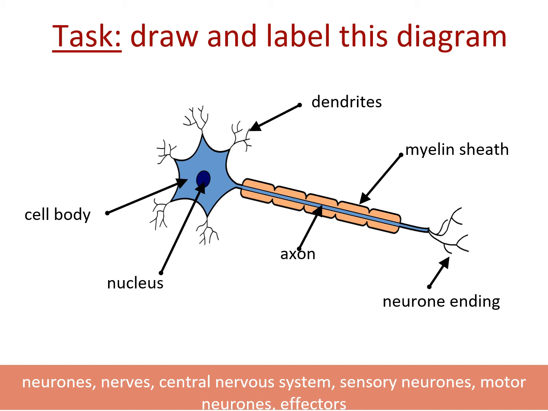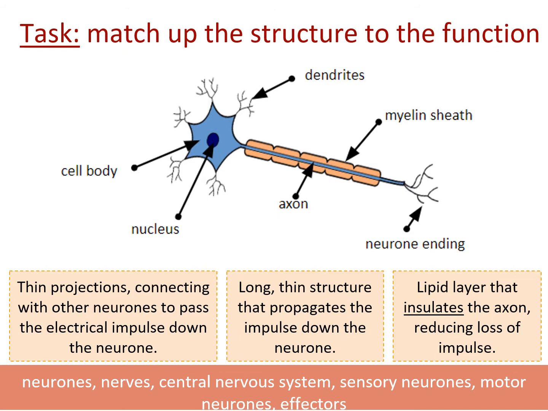Because what you don't want to do is lose any of that electrical impulse en route. So the myelin sheath insulates the axon to ensure that as much of that electrical impulse passes down the axon to the nerve endings as possible. So it is a fatty layer that acts as an insulator.